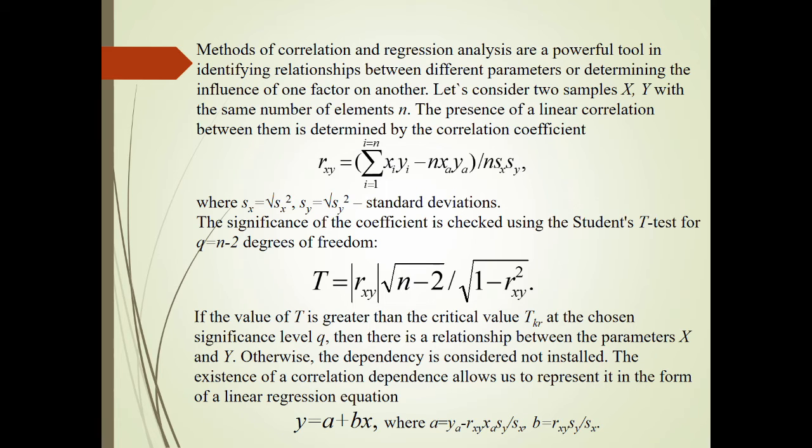Methods of correlation and regression analysis are a powerful tool in identifying relationships between different parameters or determining the influence of one factor on another. Let us consider two samples x, y with the same number of elements n. The presence of a linear correlation between them is determined by the correlation coefficient. The significance of the coefficient is checked using the Student's t-test for q equals n minus 2 degrees of freedom. If the value of t is greater than the critical value at the chosen significance level q, then there is a relationship between the parameters x and y; otherwise, the dependency is considered not established.